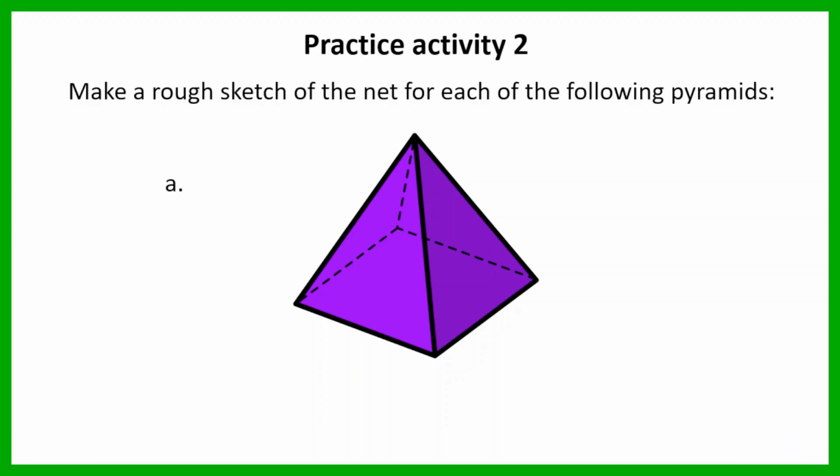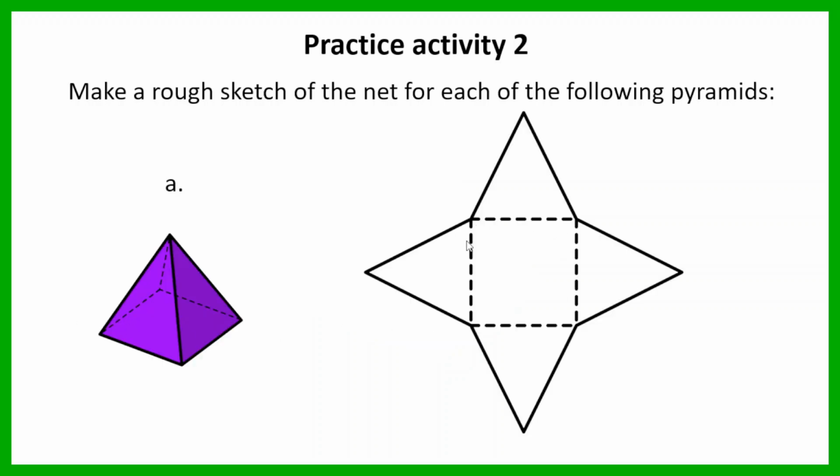Okay, so let's have a look at what your net should look like. So the first thing you had to do was you had to have a square in your net. Now your net doesn't necessarily have to look exactly the same as mine. You don't have to have the base in the middle of the net, but it is the easiest way to do it. Okay, so if you have the base in the middle of the net, then you're just going to have all the triangles coming off each of the sides of the base.